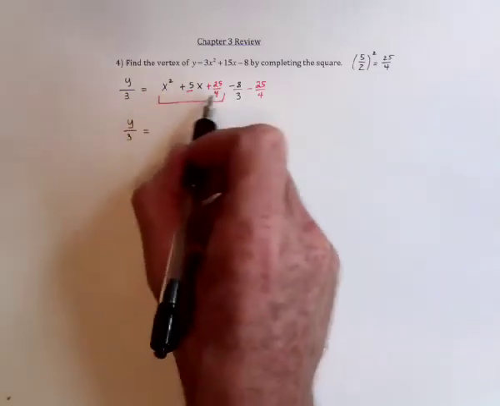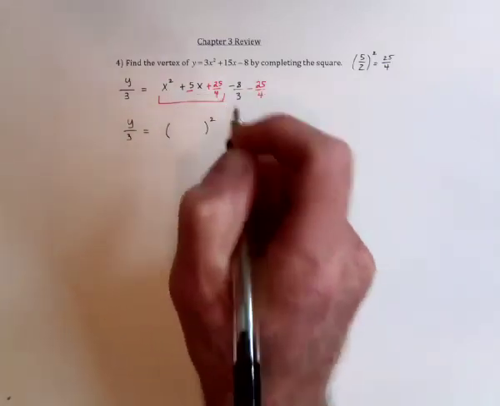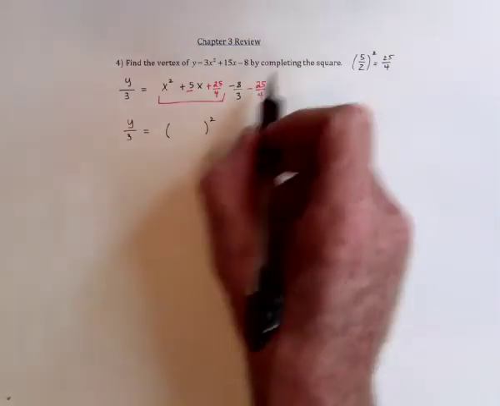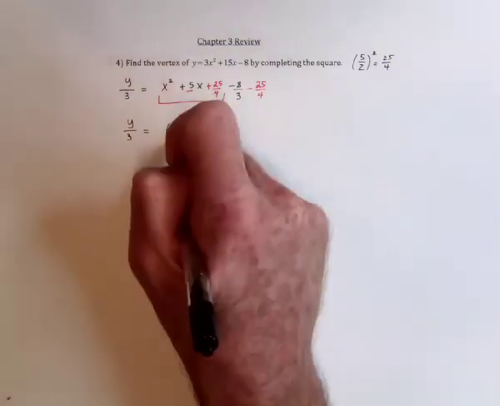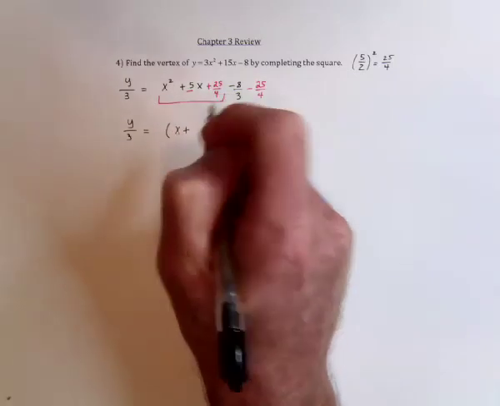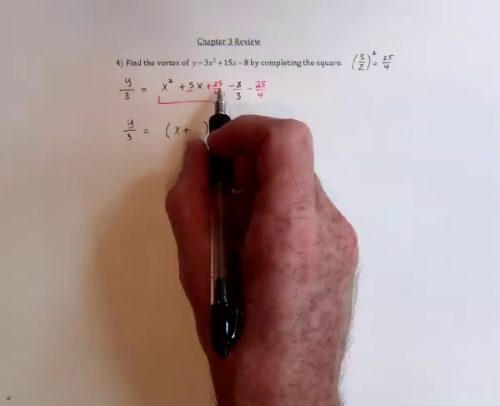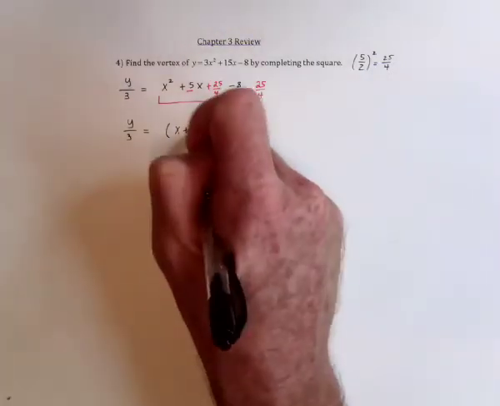Now this part, these first 3 terms, can be factored into a perfect square. That's why it's called completing the square. There's the square part. The completing part is this 25/4. And this can be factored into x plus, well, with this you can think, what would I square to get to 25/4? Or you can just look over here and see it's 5/2.